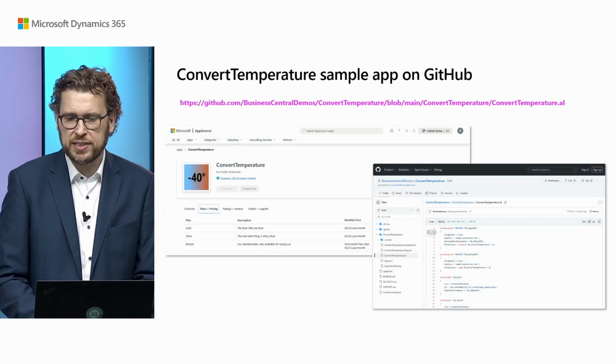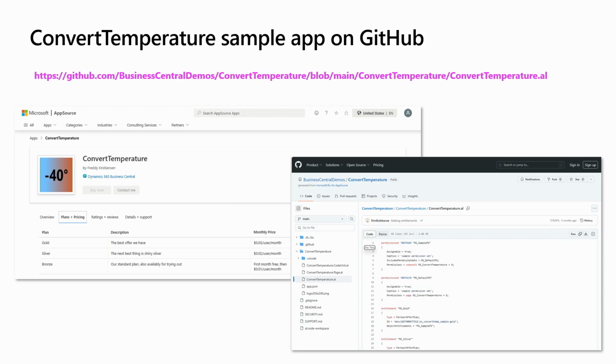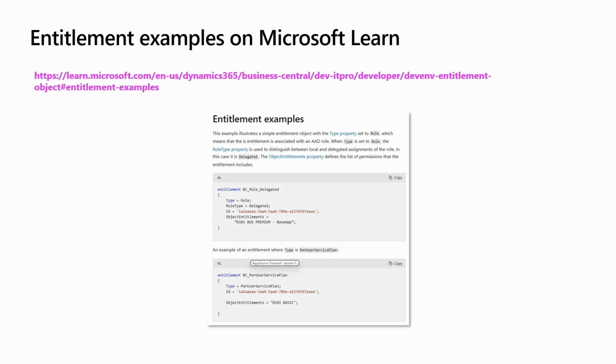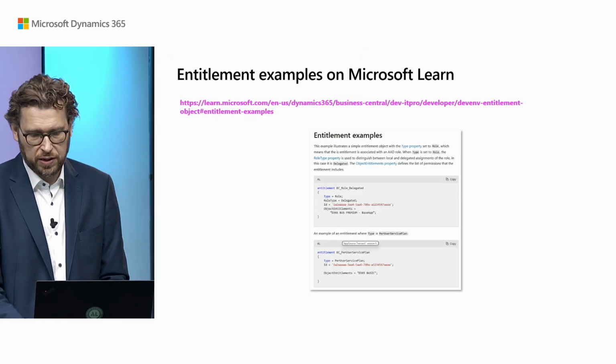As I said, we also have this sample app that you can look at. It's interesting for seeing how we created the entitlements that create the mapping between the licenses that you create in Partner Center for your offer and the permissions that you then grant in the app in Business Central. I also added a link here to an updated docs page on these entitlements that you would have to use to map.